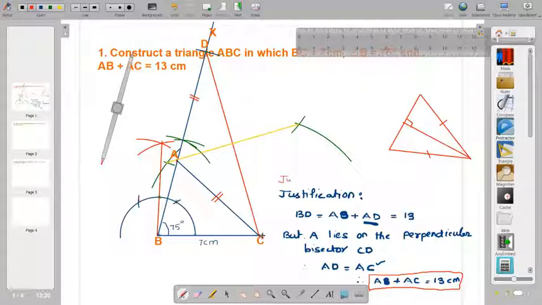That's it. Okay, the justification: BD we have taken 13. Actually, what is BD? AB plus AD. That is 13 centimeters. Now we have to show that this AD is nothing but AC. How? Because A lies on the perpendicular bisector of CD. That implies AB plus AD is nothing but AB plus AC, that is 13 centimeters. Did you understand this?